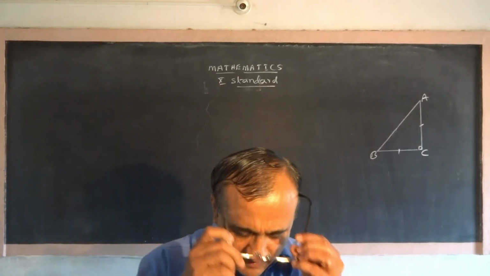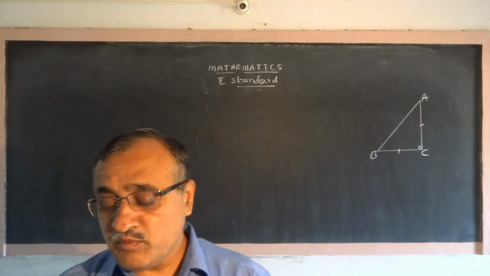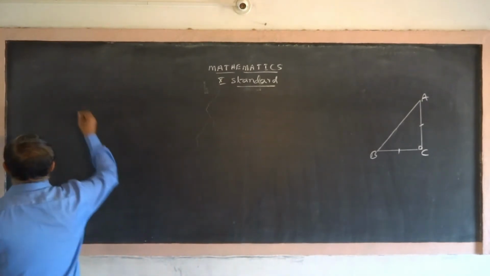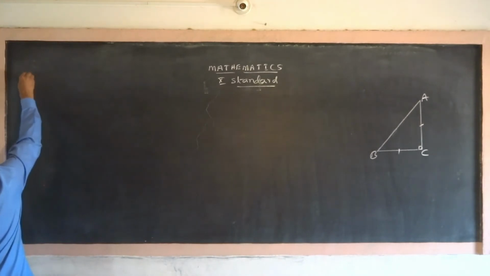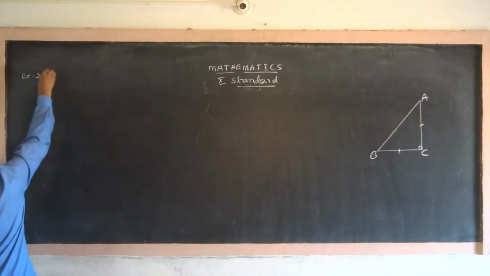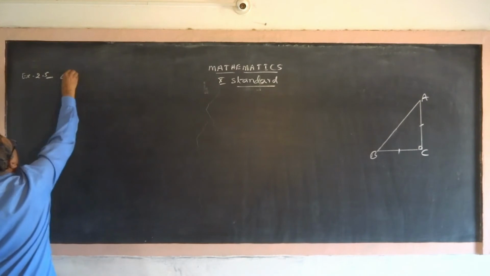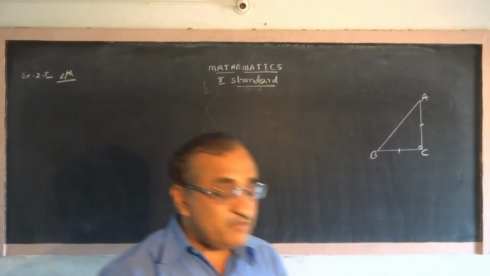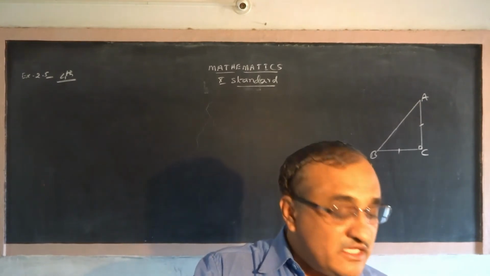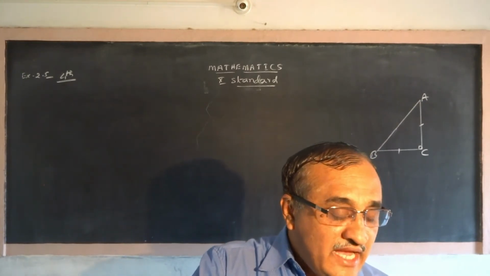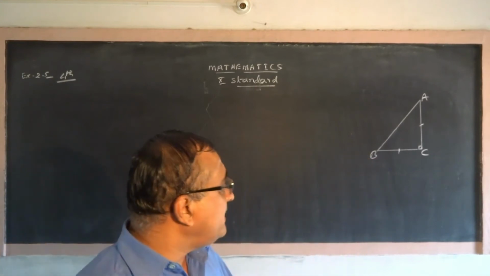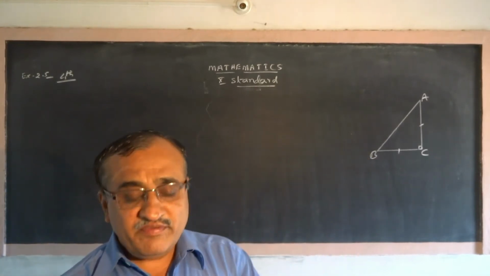The next problem, exercise 2.5, fourth problem. You may observe, what is the fourth problem? ABC is an isosceles triangle right angled at C. Prove that AB squared equals 2 AC square. Go through the figure.